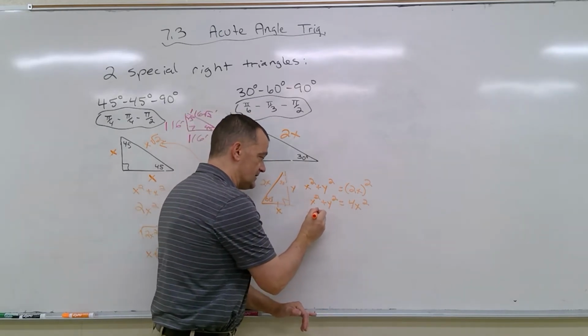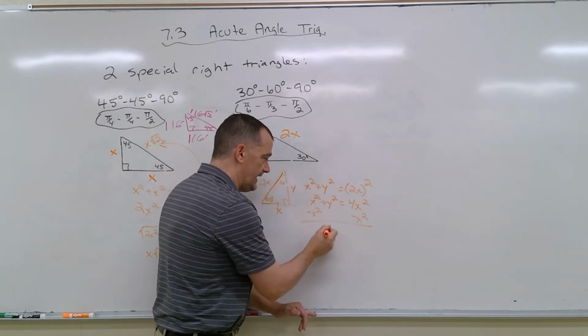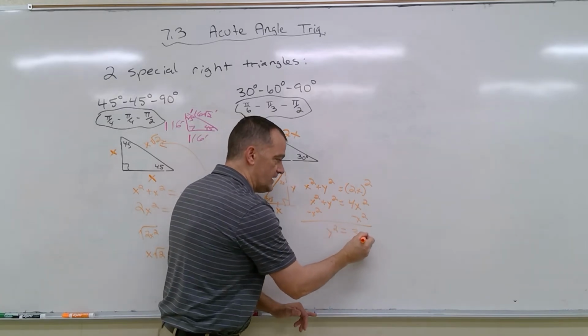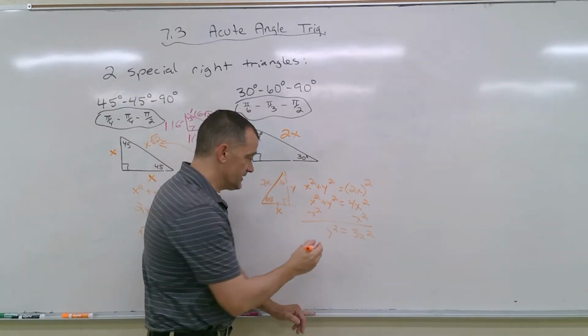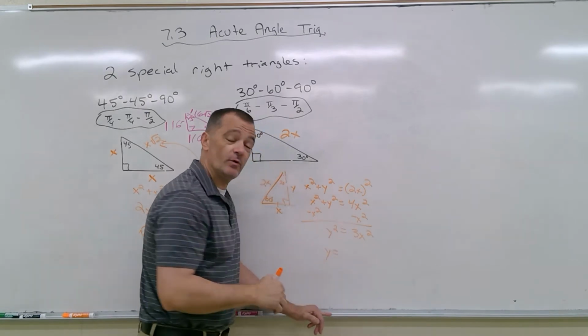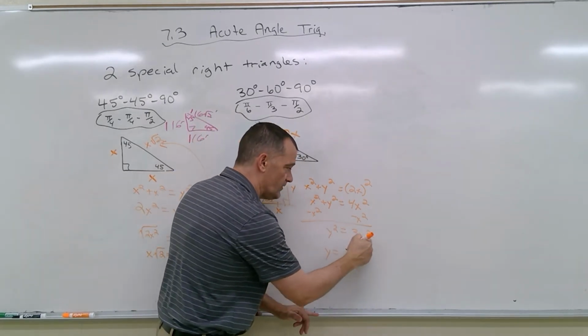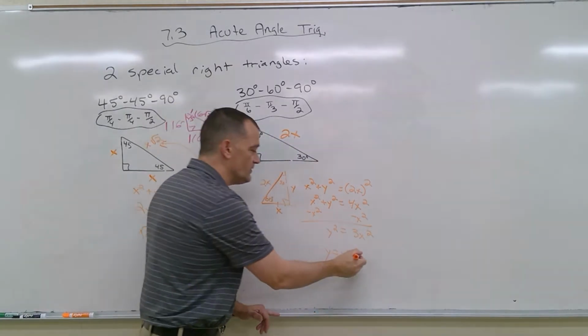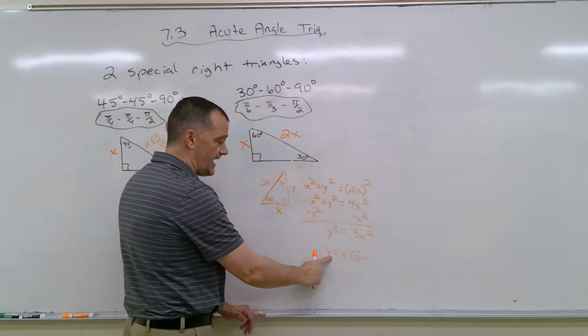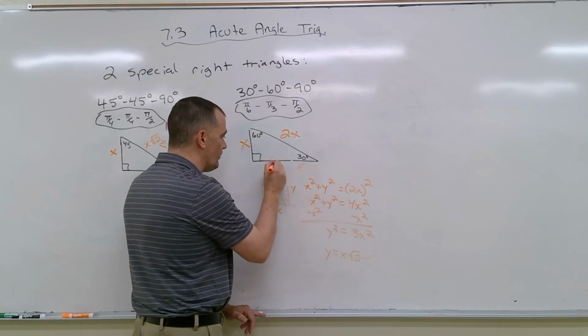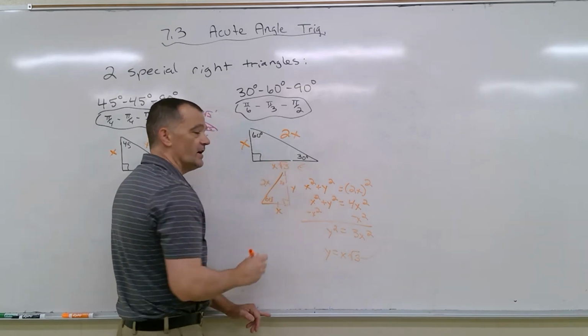Let me subtract x squared on both sides, and I get y squared equals 3x squared. Taking the square root of both sides, the square root of 3x squared is the square root of 3, and the square root of x squared is x. So now we can say that the side opposite the 60 degree angle is x square roots of 3.